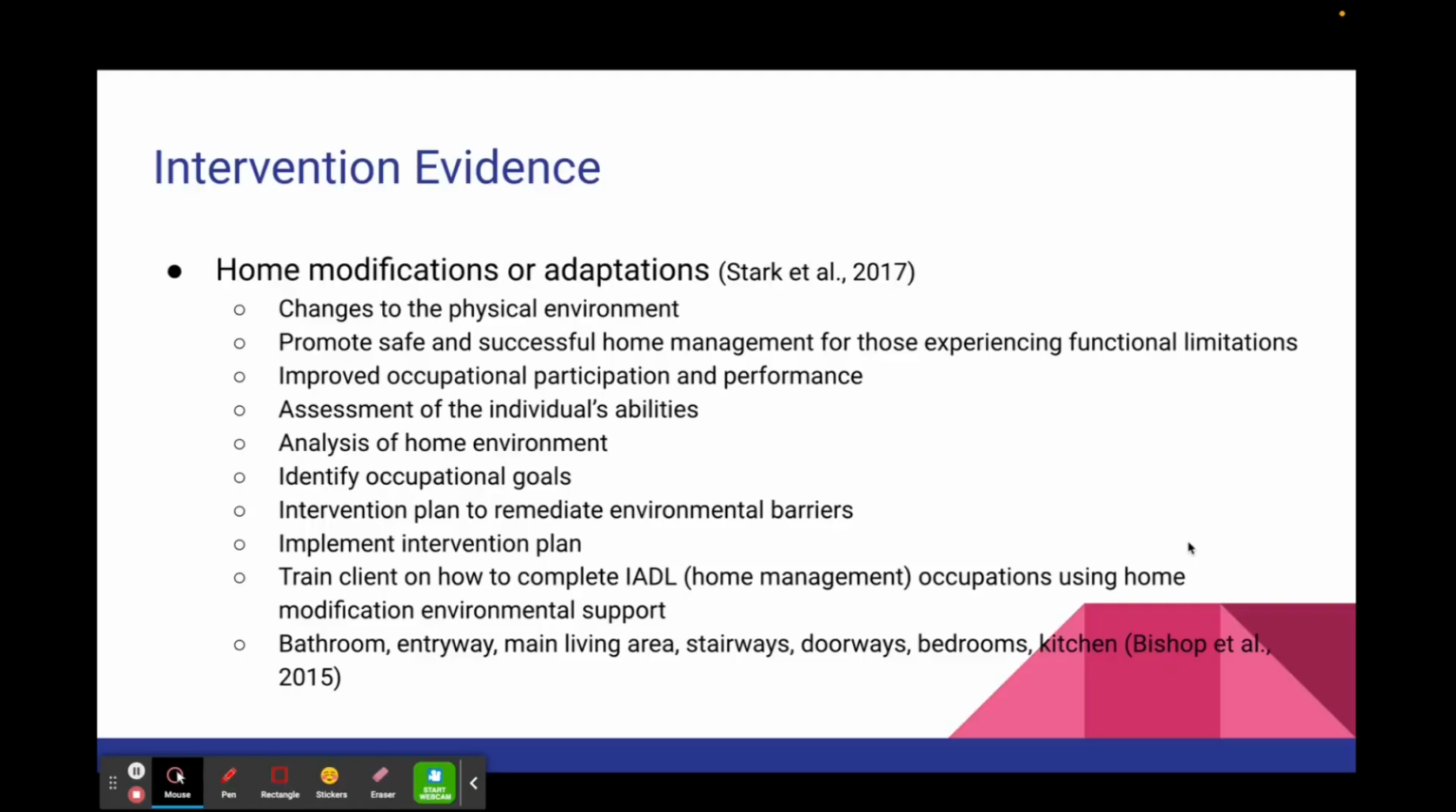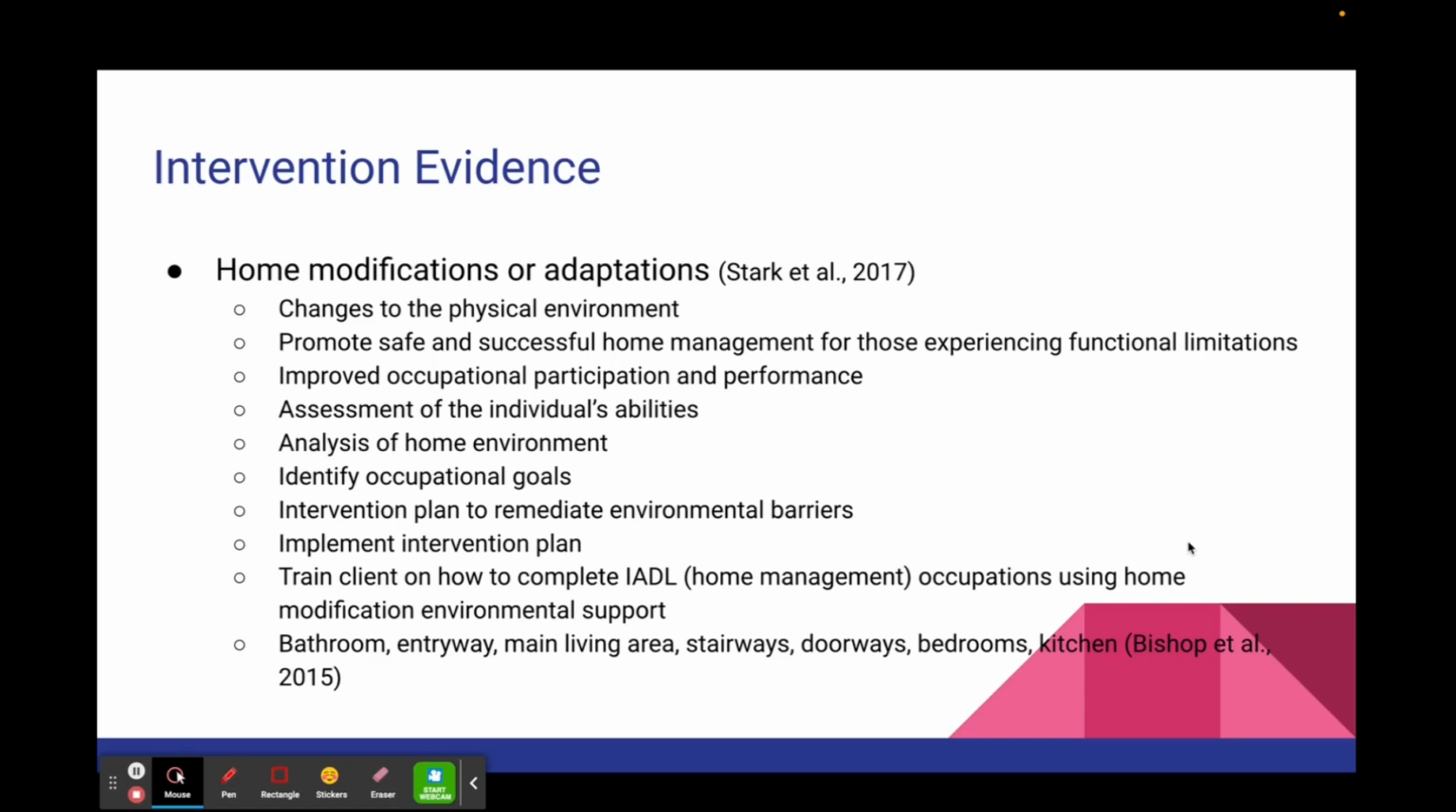Thank you. In order to promote safe and successful home management, OTs play a vital role in facilitating interventions of home modifications or adaptations. In a study by Stark et al., it was identified that people with a variety of health conditions report that they are dependent in at least one ADL or IADL due to an incompatibility between their abilities and their environment. In order to reduce the environmental barriers that prevent individuals from engaging in occupations, OTs can implement home modifications for improved occupational performance of clients with functional limitations, as there is strong evidence to support these interventions.